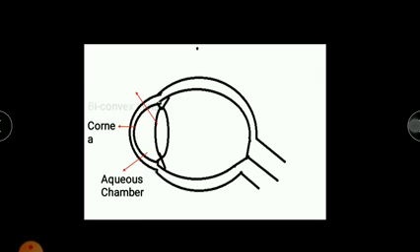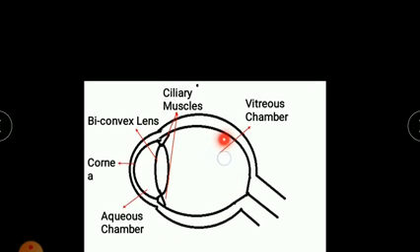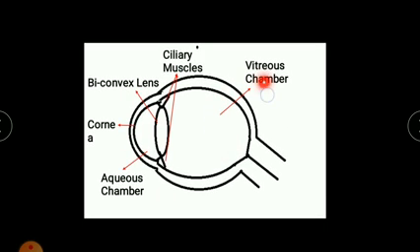This is the crystalline lens. This is a biconvex lens, more precisely biconvex, because it has two refracting surfaces. This portion is the ciliary muscles. This one is the ciliary muscles, and this is another ciliary muscle. This other part, with a fluid-like structure, is the vitreous chamber.